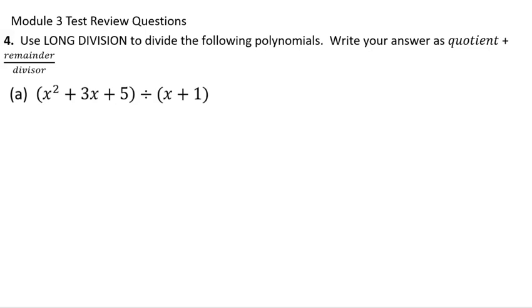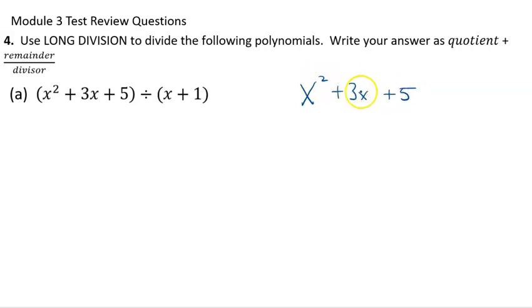All right, so we're supposed to use long division to divide this polynomial. Now, x squared plus 3x plus 5 is divided by x plus 1. That means x squared plus 3x plus 5 is your dividend. So I'm going to write that down first. X squared plus 3x plus 5.